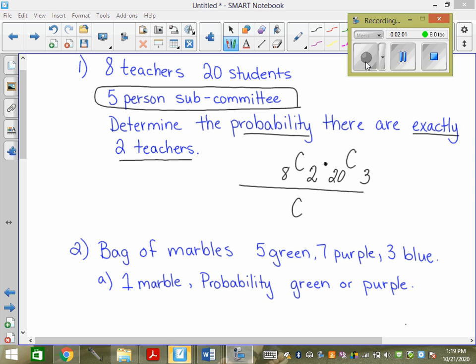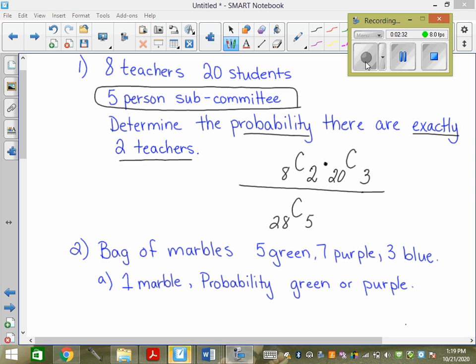Then the bottom is everything before the word probability, correct? So how many teachers and students are there? 28. And I have to choose how many? 5. So that's how we do that one. And then you'll just type the top in separately, write it as a number, equals over the bottom separate. And then you can reduce the fraction.